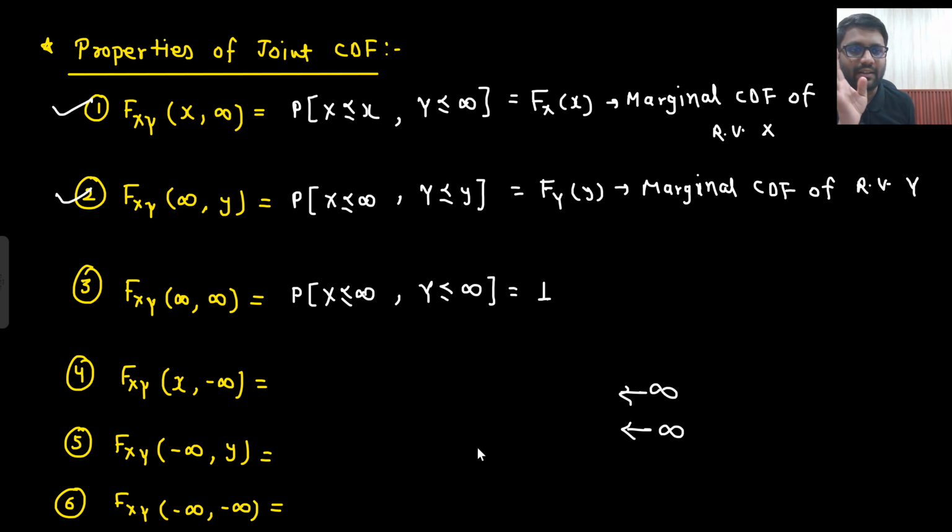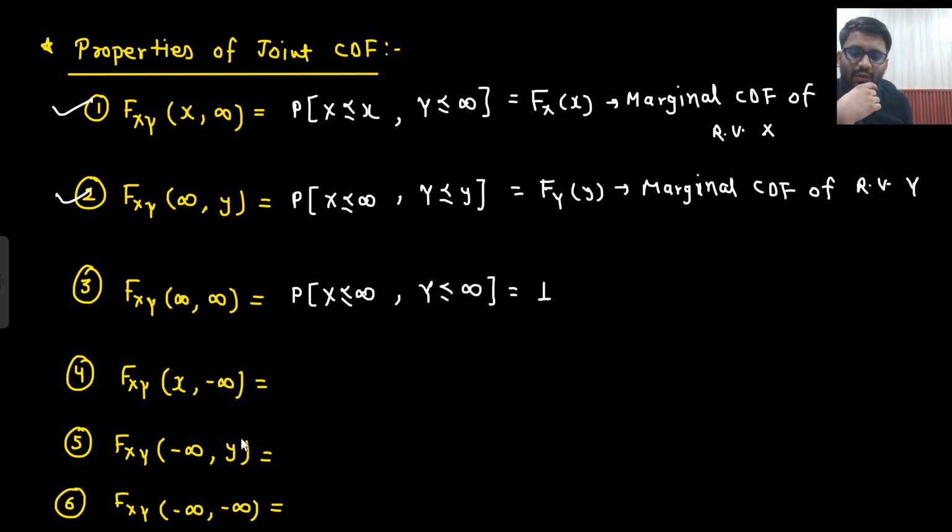You don't need to mug up anything, right? You will think there. What is the meaning? The probability of random variable x taking a value lesser than or equal to infinity, and the probability of random variable y taking a value lesser than or equal to infinity. What does that mean? That means it is a certain event. Surely they will take values lesser than or equal to infinity only. That means the probability will be 1.